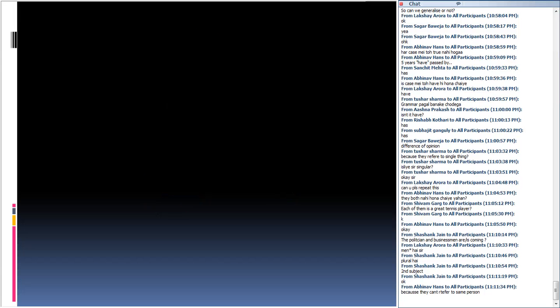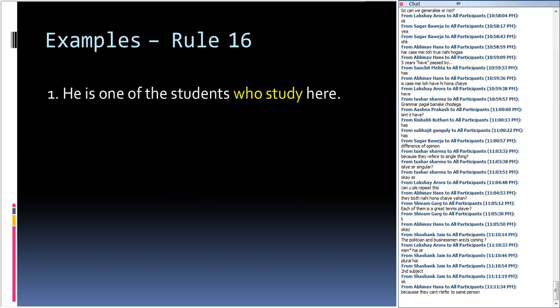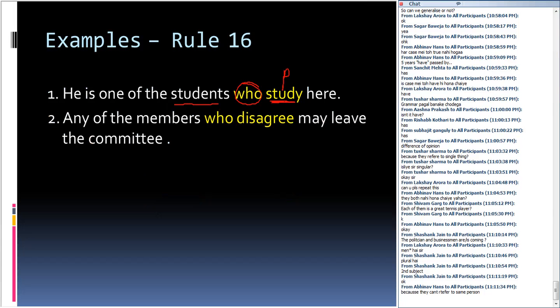Okay, let me show you. He is one of the students. ये plural ना, one of the students who. That is why the verb that you use is plural. Any of the members who. ये who है. One of the members or any of the members who disagree. Plural. Members plural. या who या that अगर आया, then the verb that you will use will be plural. So any of the members who disagree may leave the committee.